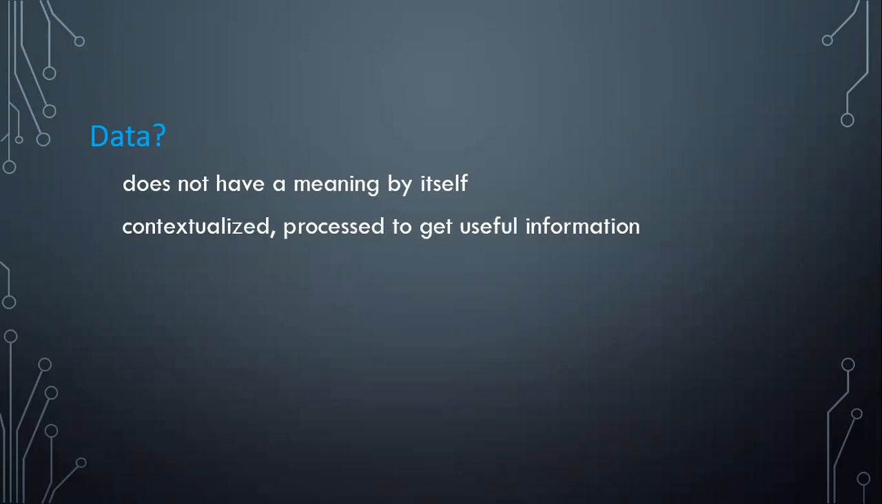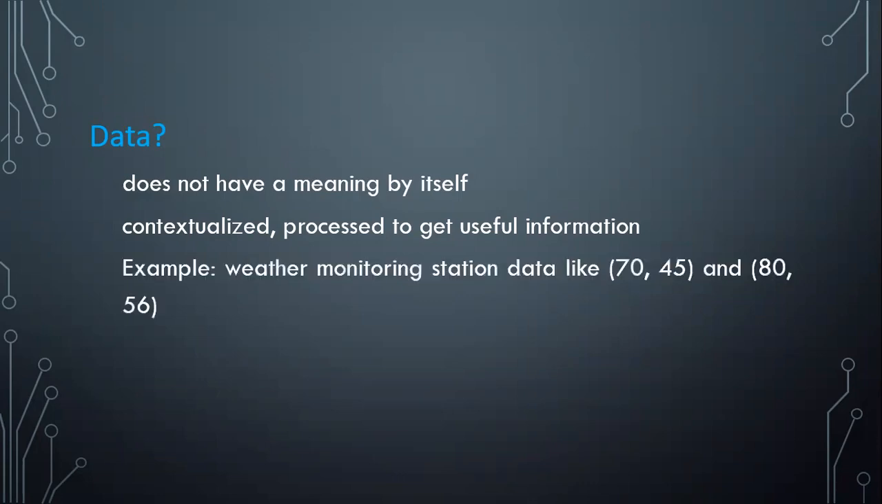For example, we see a weather monitoring station. It will give a series of raw sensor measurements like 70, 45 and 80, 56. This is raw data because there is no meaning given. So the user is unable to understand this type of data, because this data has no meaning.